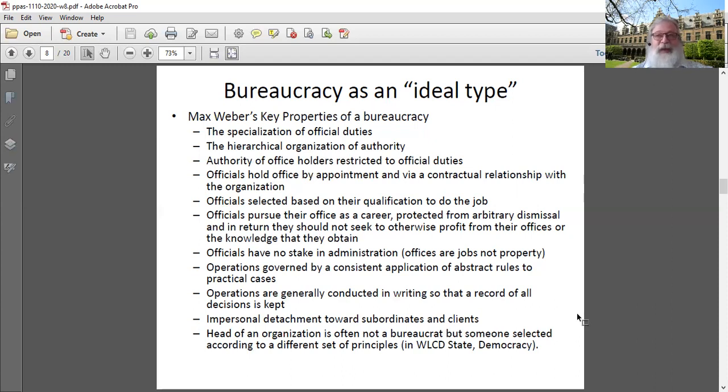Impersonality. Bureaucrats aren't supposed to bring their personal views and preferences into things. They're supposed to judge each file by the facts that are present in it. And only the relevant facts. And as we've already talked about, the head of a bureaucratic organization within the state bureaucracy is usually someone selected according to a different set of principles. In the Western liberal capitalist democracies, that principle is democratic selection.